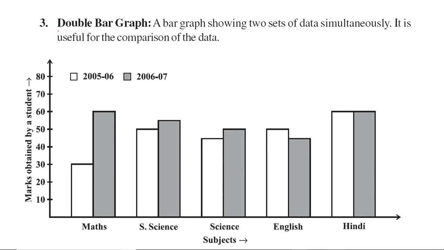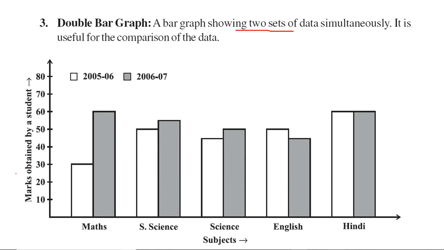Then we have the double bar graph. Now you want to compare two data sets simultaneously, so this is a double bar graph. We also have multiple bar graphs. If you want to compare 3 or 4 sets, this is also possible, but here we'll learn about two sets of data which we want to compare simultaneously. And how do we compare the data?